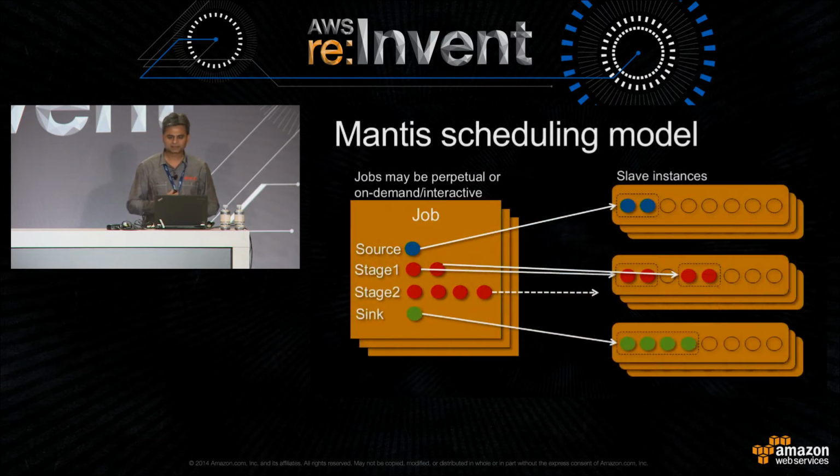So in Mantis, a job is made up of a source, which is where the data is coming from, one or more computation stages, and then eventually a sink where all the data is aggregated and made available to the users of that job. And each stage may have one or more workers. It can horizontally scale. And those are the workers, or tasks, that we're trying to schedule using Mesos.